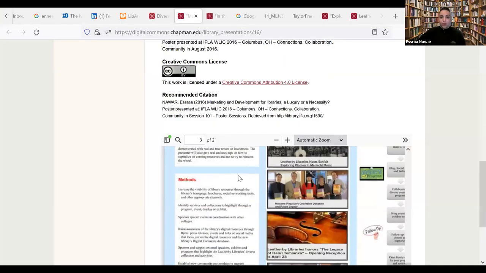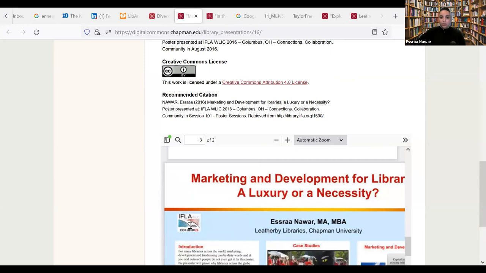I'm just sharing my screen really quick to show you the article itself, and you can always go back and download it. Here I proved, using data and all kinds of materials that we've been working on at the libraries, that it is necessary to have a marketing plan for the libraries. It is not a product, it's a service, but you need to reach out to your students, faculty, and staff.